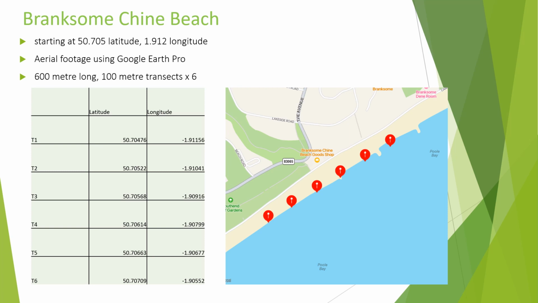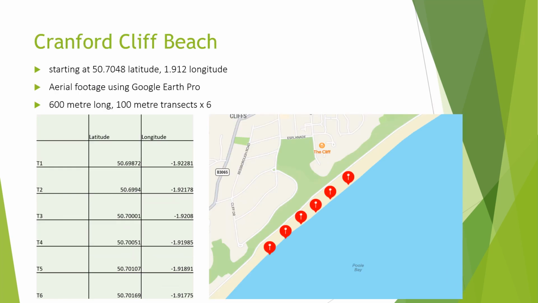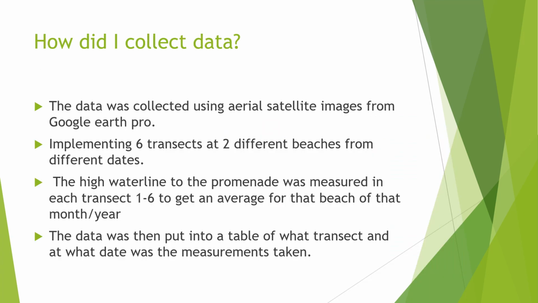So I had a 6 metre long transect to start with, then I divided that up into 6 100 metre transects, and I used aerial footage using Google Earth Pro to find my data. This is where I did it for Cranford Cliff Beach, which is exactly the same, 6 100 metre long transects. I collected the data using aerial satellite images from Google Earth Pro, with the 6 transects at the 2 different beaches. I used the high water line to the promenade and measured each transect 1 to 6 to get an average, and then I put it into a table with the date the measurement was taken.